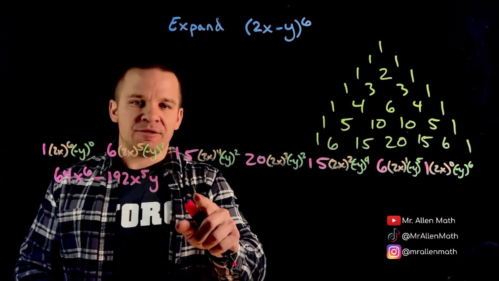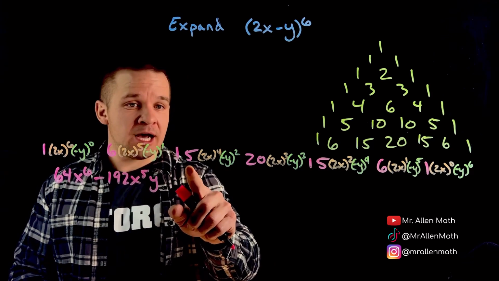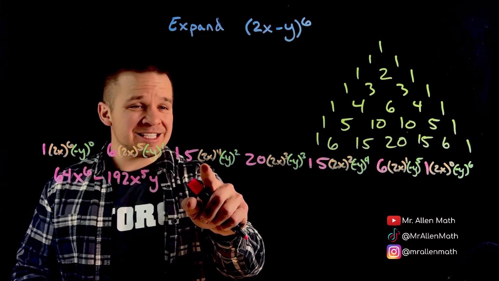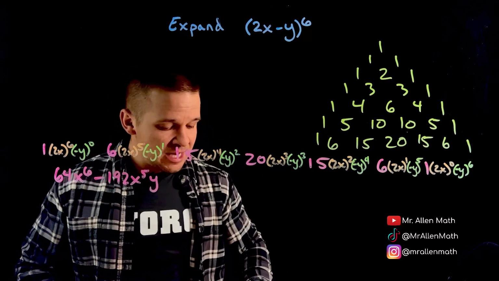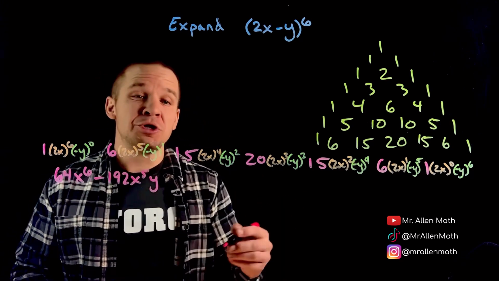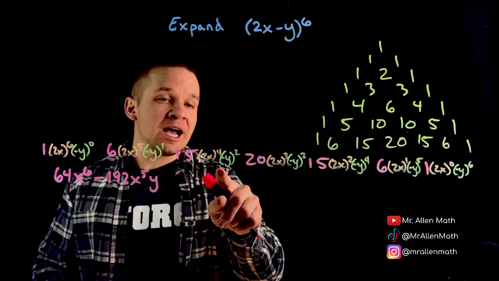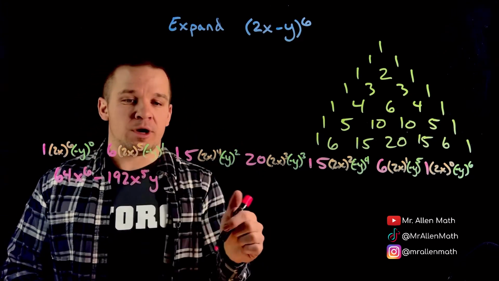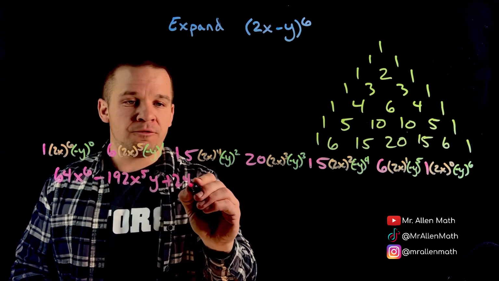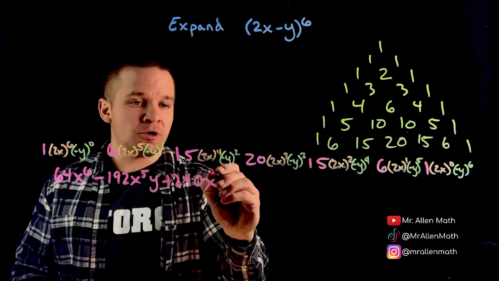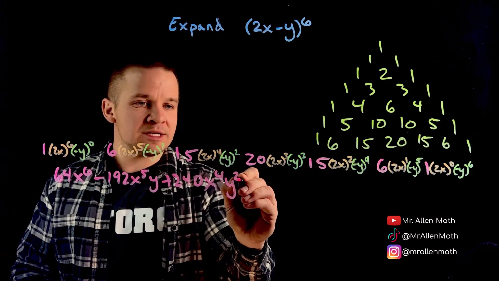Next one up. I've got myself here 15, okay? Times 2 to the 4th. That's going to be 16 times 15. So 16 times 15 gives me 240. Negative 1 squared is positive 1. So we're going to be positive 240. It'll be x raised to the 4th power, and we'll have y raised to the 2nd power.